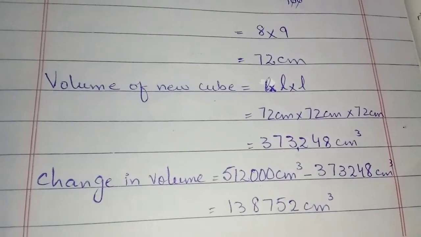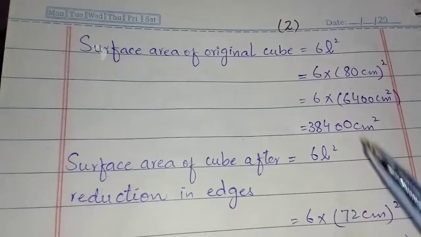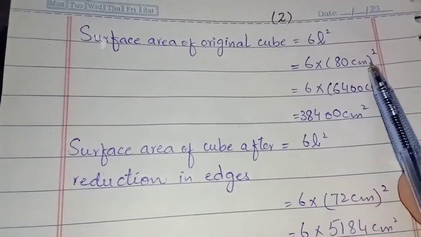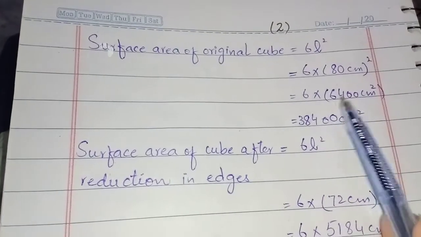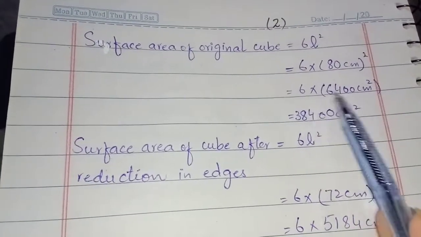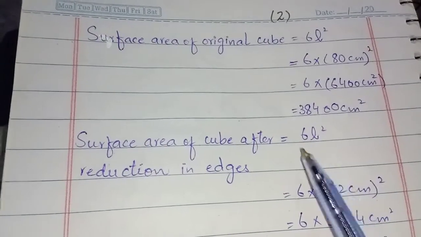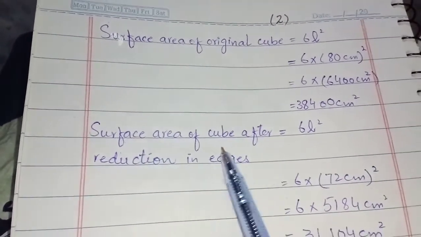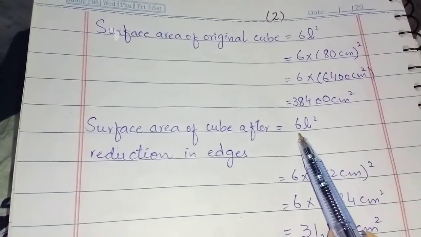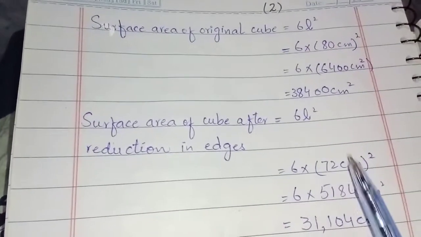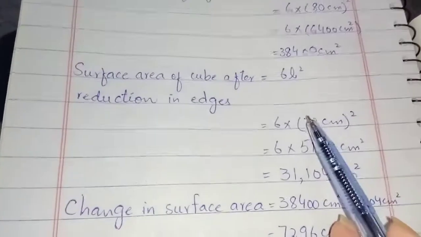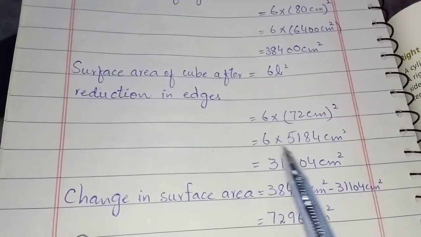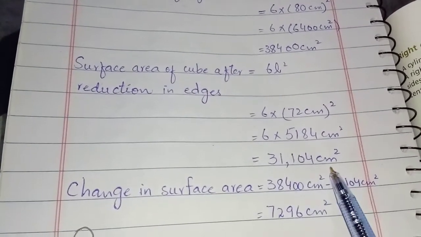Now we have to find the surface area. Surface area of original cube is equal to 6L square and the length is 80. So 80 centimeter whole square. 80 square is 6,400 centimeter square. After multiplication we get 38,400 centimeter square. Now we have to find the surface area of cube after reduction in edges, that is equal to 6L square. And now length will be taken as 72 centimeter whole square, that is equal to 5184 centimeter square. And we get the answer after multiplication is 31,104 centimeter square.